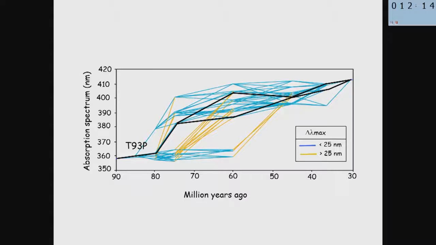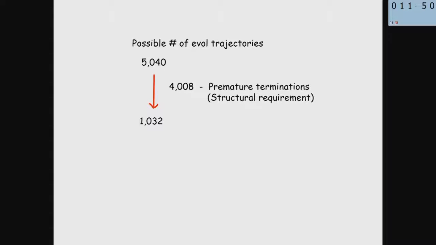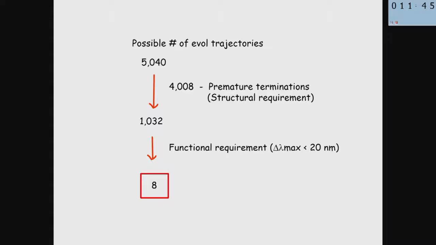This happens in the middle of the bunch of lines. 114 happens first, then again, more or less the same. So from here we can see we studied 5,040 evolutionary trajectories, pathways. Then 1,032 were structurally acceptable. From there we identified 8, right? Then that had to go through the functional requirement. That means our ancestor didn't like to change quickly, so evolutionary change occurred very slowly.